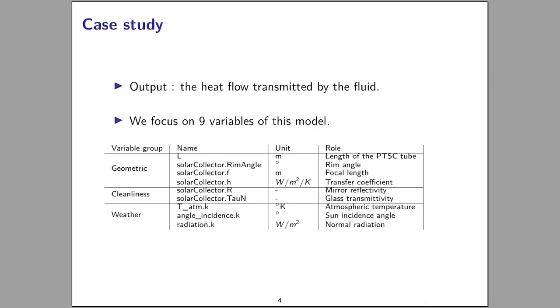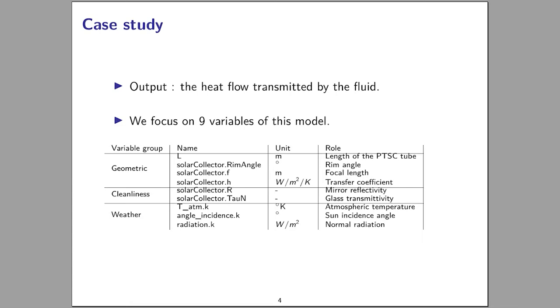More precisely, we are going to consider as output of the model the heat flow transmitted by the fluid, so by the hot oil. We are going to look closer at 9 variables of this model and study their effect on the output. These 9 variables belong to 3 groups approximately.